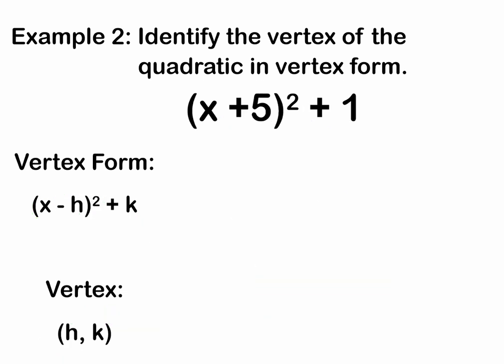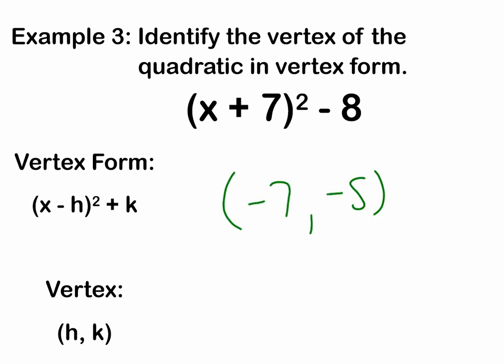Pause the video now as you try example 2. Press play to go over your vertex. Vertex is the opposite of h, which would be negative 5 and positive 1. Pause the video now as you try example 3. Press play to go over your answer. Vertex at negative 7, negative 8.